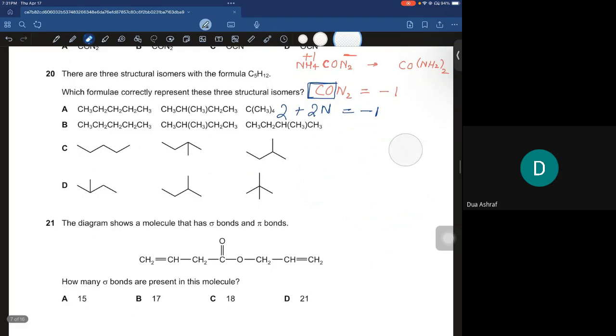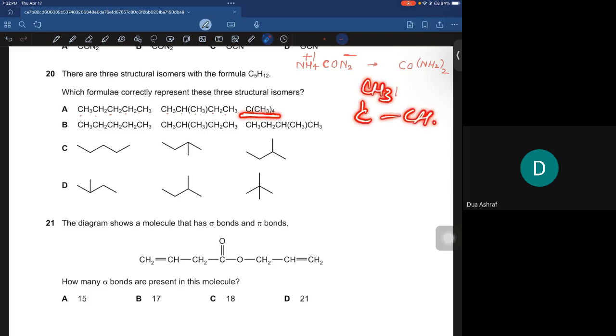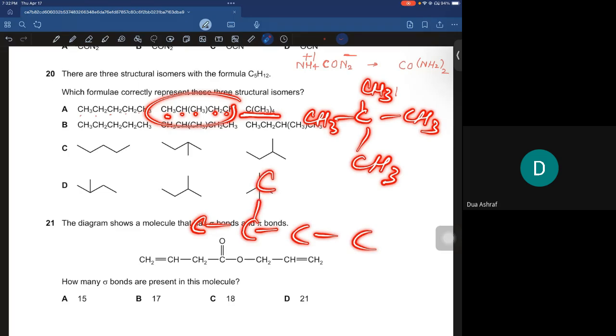Question 20. It's related to organic chemistry. There are three structural isomers with the formula C5H12. Like this is pentane. Which formulae correctly represent these three structural isomers? Structural isomer means that the molecular formula should be the same and the structural formula would be different. So 1, 2, 3, 4, 5, and you can see this is just like that, CH3, CH3. In this structure, you can see 1, 2, 3, 4, 5.